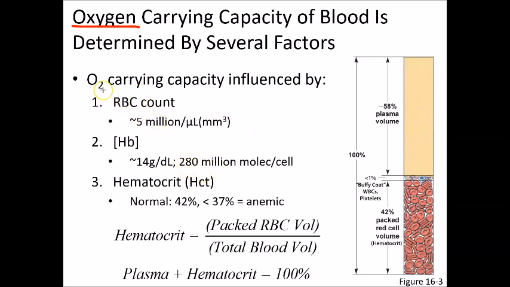How much oxygen we can carry is influenced by what we call the red blood cell count, or sometimes known as the total red cell count. And again, the average person has about 5 million red blood cells per microliter of blood. The other way to write that, and you'll see it oftentimes medically, is in cubic millimeters, right?